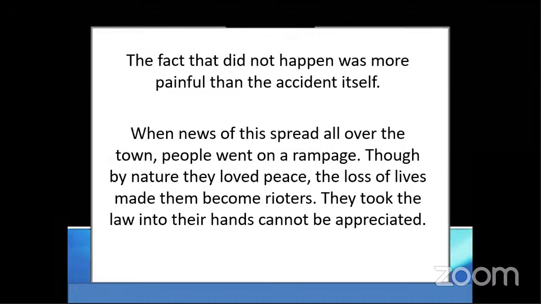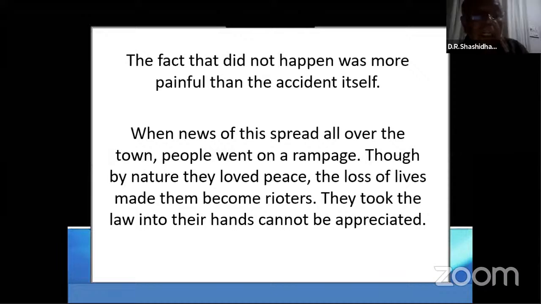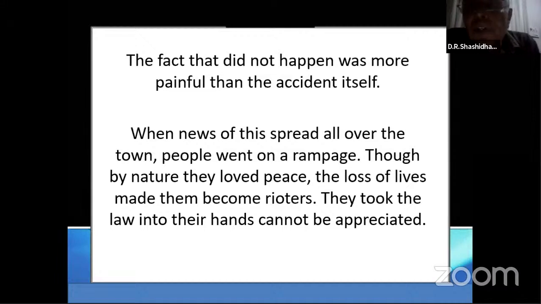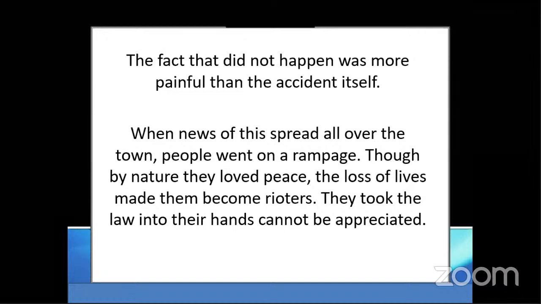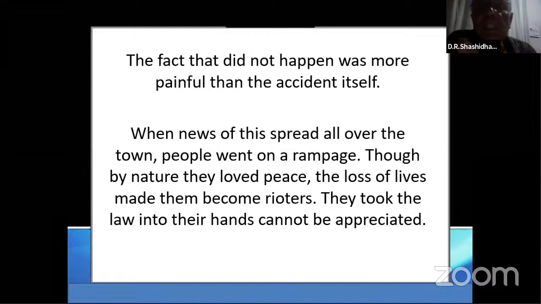Sir, is it a complex sentence? Or is it a simple sentence? See, the fact that nobody took the injured to the hospital was more painful than the accident itself. Now you pause for a while and find out whether this is a complex sentence, compound sentence, or simple. Instead of 'the fact that did not happen', I can replace that, Aisha, with 'it'. Exactly. I have a feeling that you are mistaking that for a conjunction here.